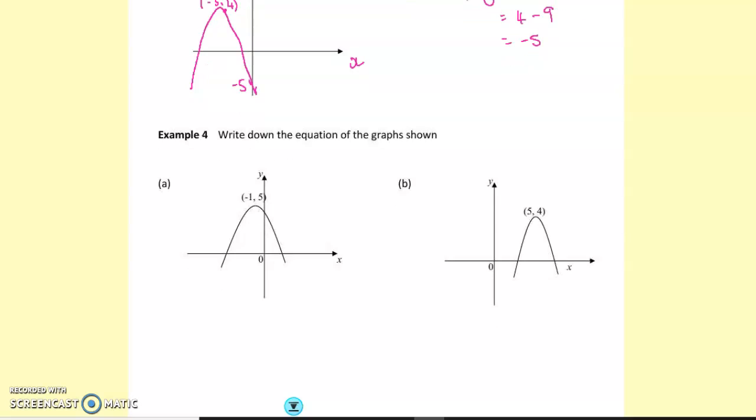The other way around then, the way we're more likely to get asked is to write down the equation of the graph. Now we need to be looking at this graph and recognising that it is upside down. Because it's upside down, I need a minus outside my bracket. My x coordinate is minus 1, it goes inside the bracket as plus 1, plus 5. Okay, equation of the axis of symmetry, doesn't ask us here, but let's put it in anyway, is x equals minus 1. This one, again, it's a maximum turning point, so I need to remember that minus. It's plus 5, so it becomes x minus 5 all squared plus 4, and axis of symmetry would be x equals 5.